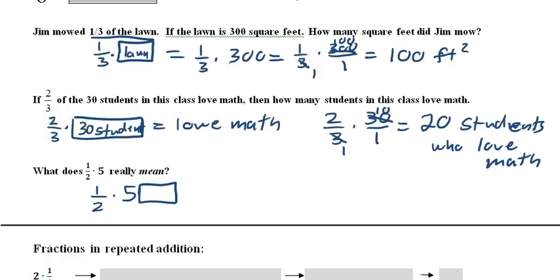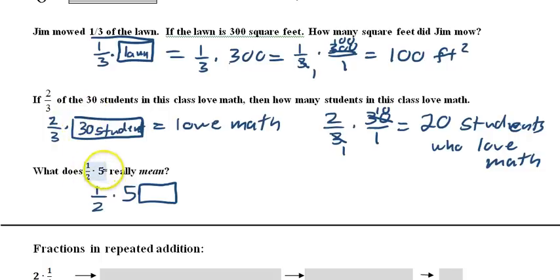Alright, here's what it means. You have each of these numbers. So if you look up here, the last one we did, it's 2/3 of 30 students. The 30 tells us how many students there are. But basically our whole is the student. And then we're going to get 30 of them. And then we're going to get 2/3 of them.